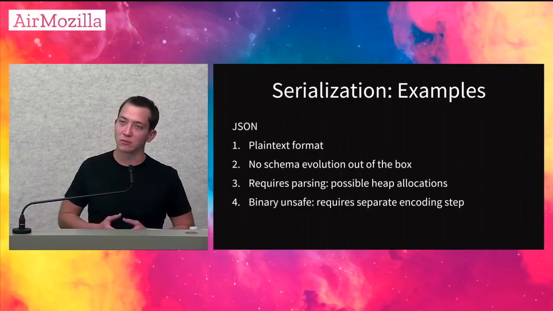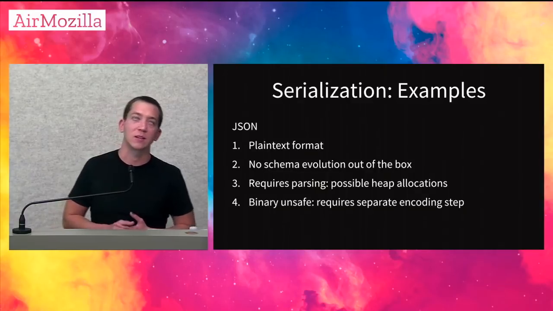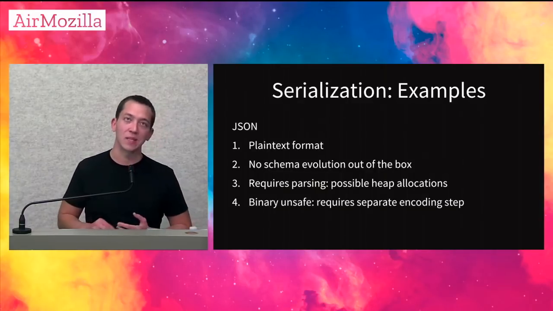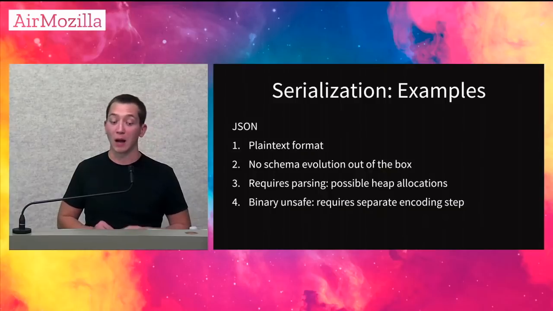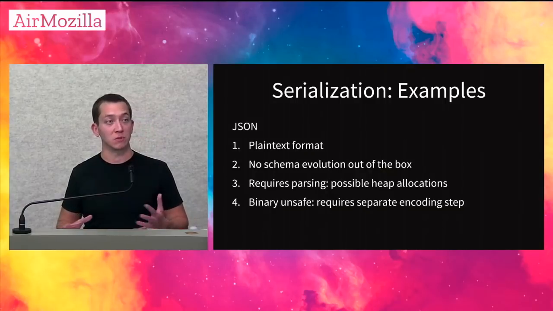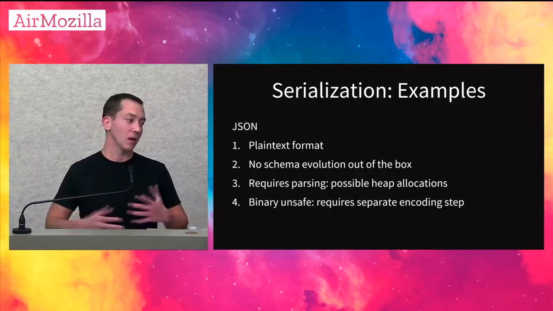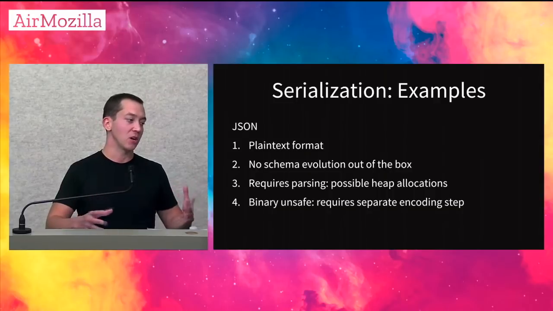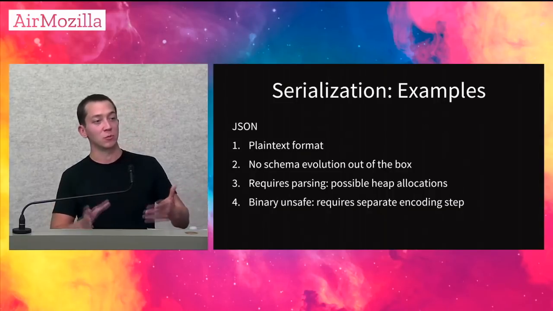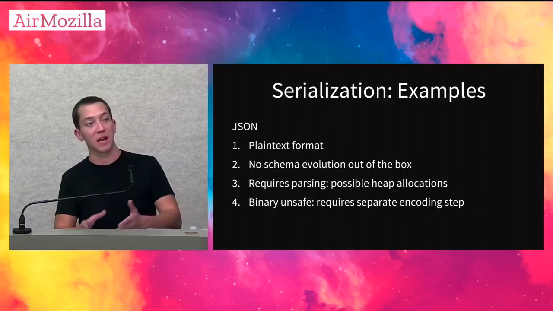First, tried and true. We love it, we hate it. JSON, it's a plain text format. We can read it. It's human readable. Out of the box, there's no schema evolution, which means that there's no way to have a standard format and then talk about a structured way to change what the data is. Take away fields, add fields.